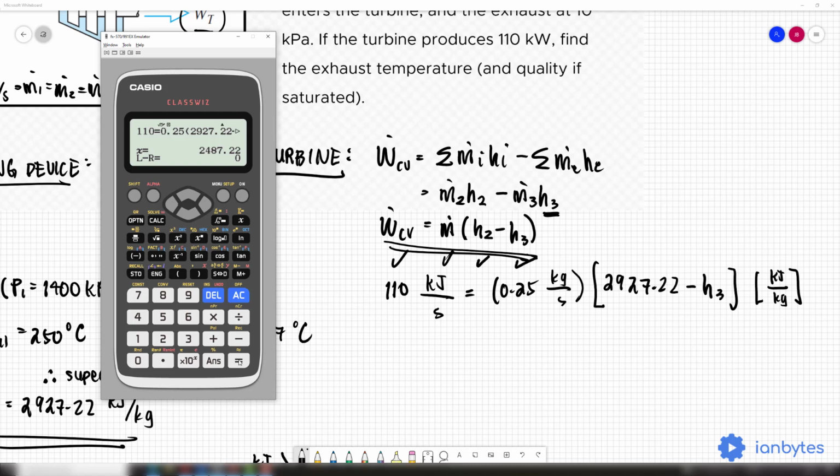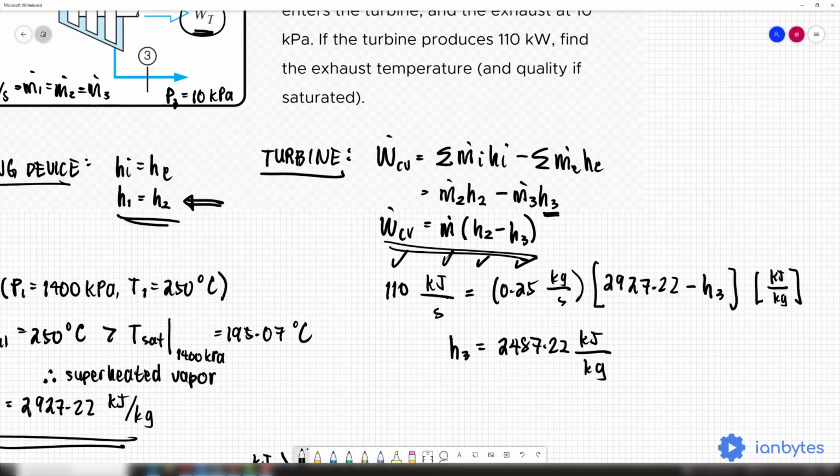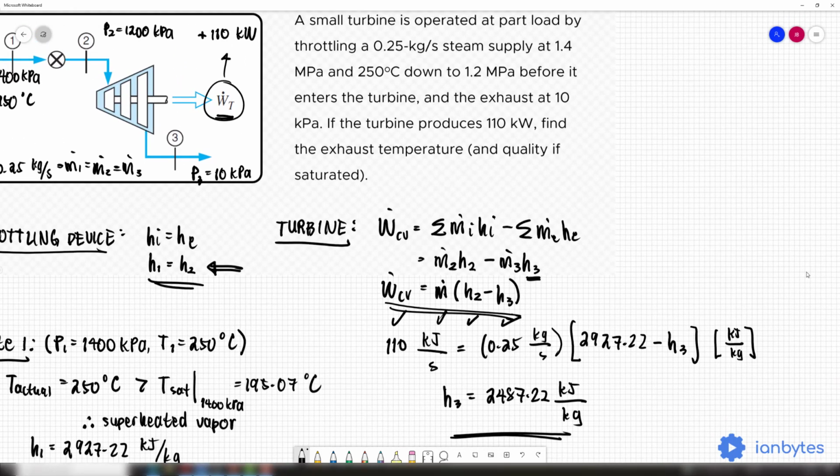So, let me just write that down. Now, we know the value of H3. So, bakit natin sinolve si H3? Dahil ito ay makakatulong sa pag-define ng ating final state. Whereas, the ones that we are looking for is the exhaust temperature, which is basically your T3, and the quality of your working fluid at the outlet of the turbine, X3, if it is saturated in the first place. Okay? So, ang ginawa natin dito ay sinolve natin ang value ng H3 nang sa gayon ay ma-fully define natin ang state 3. So now we have P3 that is equal to 10 kilopascals and H3 is equal to 2,487.22 kilojoules per kilogram. We have two independent state parameters, therefore we can now fully define the state point.